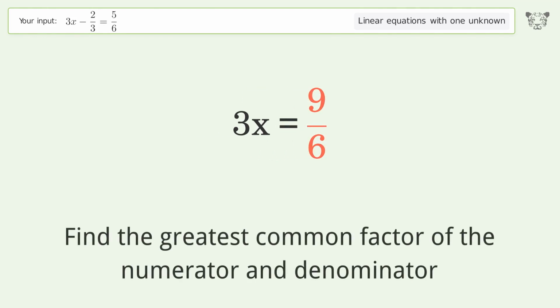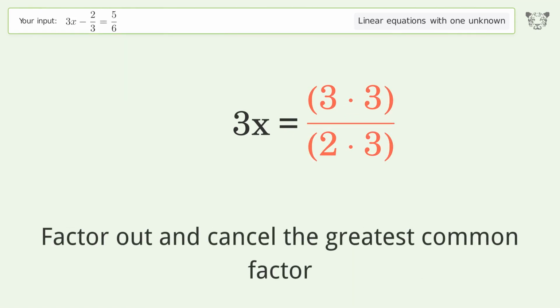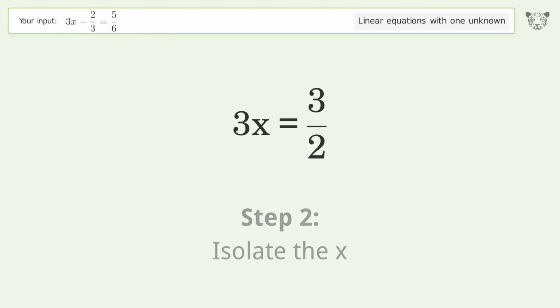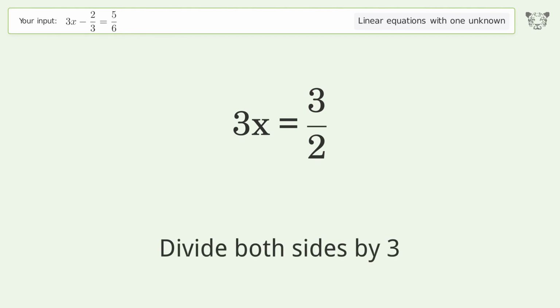Find the greatest common factor of the numerator and denominator. Factor out and cancel the greatest common factor. Isolate the x. Divide both sides by 3.